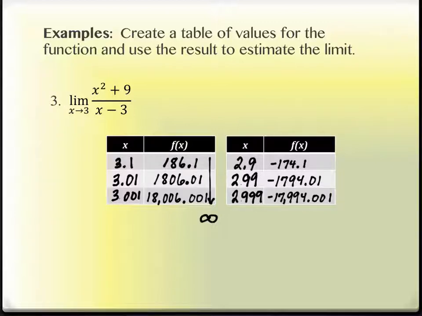And if you go down the other column, what does it look like it's doing? Negative infinity. Do they match? No, they don't match. So this limit does not exist.